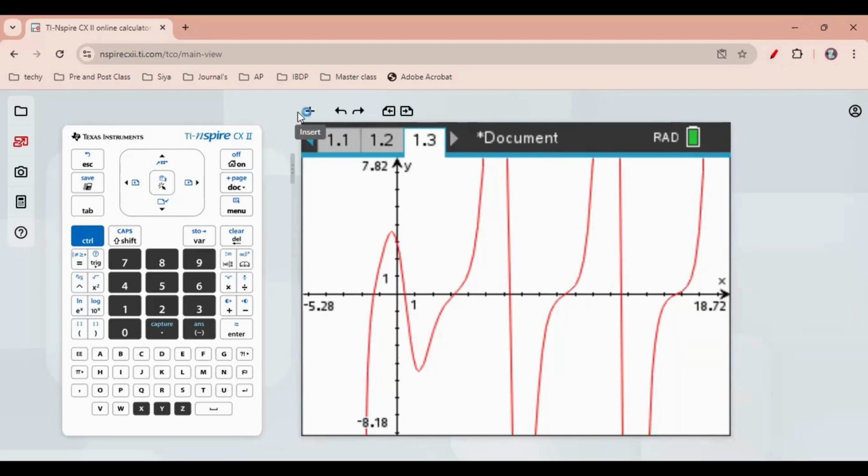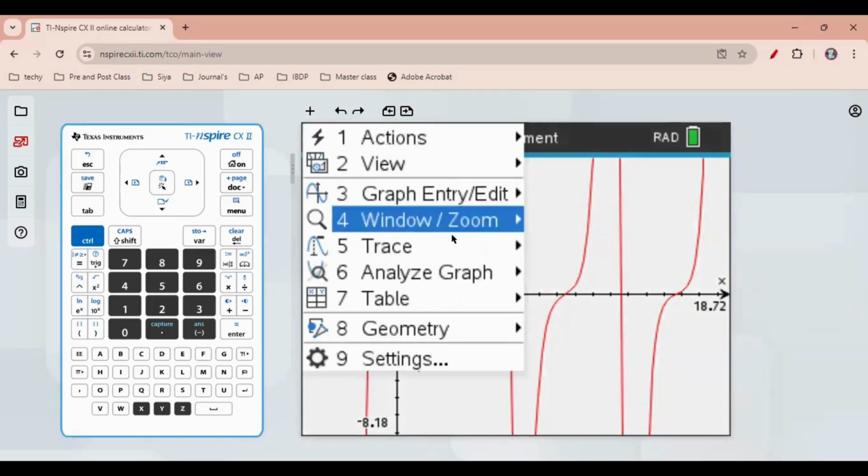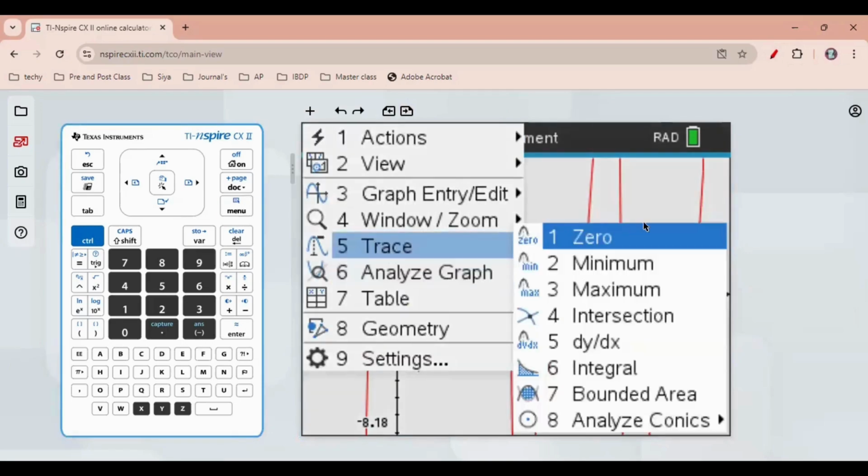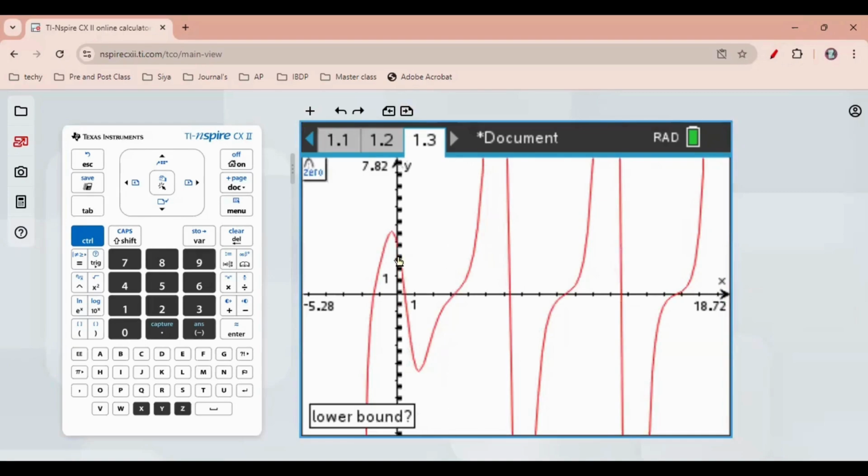So we need to find the x-intercept. And here we go: Menu, Analyze Graph. X-intercept means 0, but here we need to do one thing. For every point we have to make, like from here to here, you got 0.433.